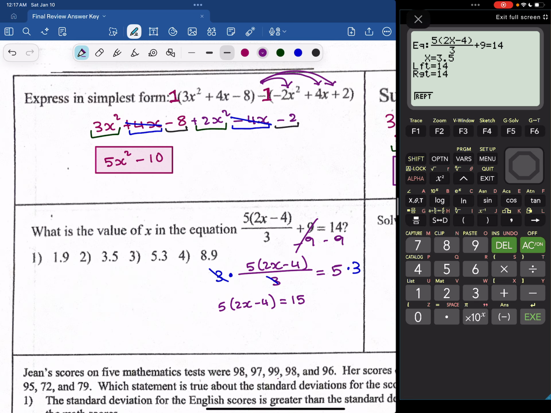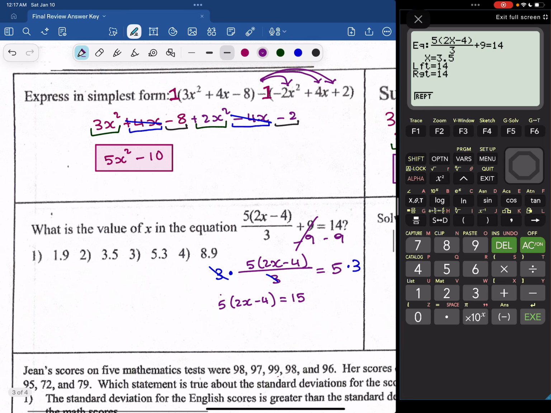From here, we can easily solve this equation. So all we have to do is distribute. 5 times 2x is 10x. 5 times negative 4 is negative 20, is equal to 15. Now we just need to move all the constants to one side. So I'm going to move this negative 20 over. I'll do inverse operation, so I'll add 20 to both sides. This will cancel, and we'll be left with 10x is equal to 35.